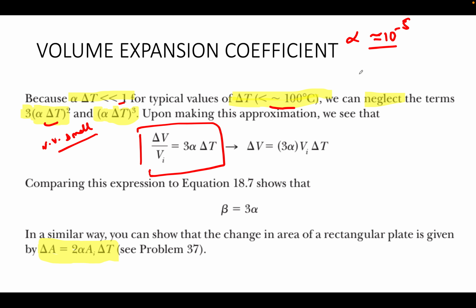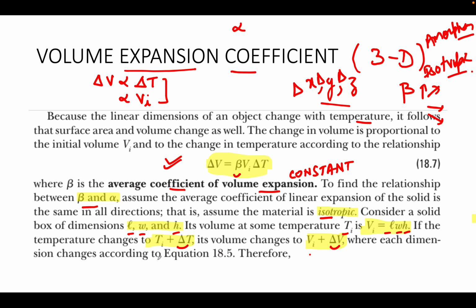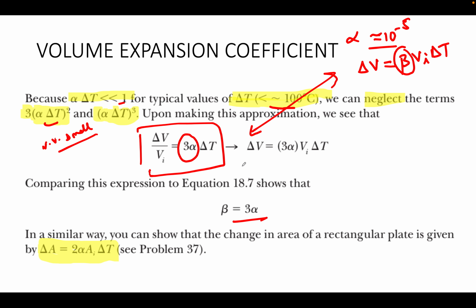But we also assumed initially that our change in volume is equal to beta times Vi into delta T. So on comparing these two equations, we can easily say that beta is equal to 3 alpha. See, in the previous slide, we took delta V is equal to beta Vi delta T. That is the dependency of expanded volume on the change in temperature and initial volume. So on comparing the two equations, we have developed a relationship between the volume expansion coefficient beta and linear expansion coefficient alpha, and these are constants which depend on the nature of the material.